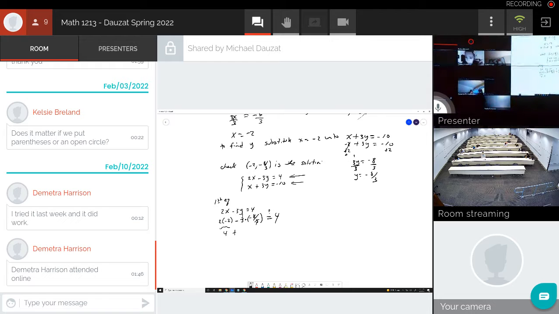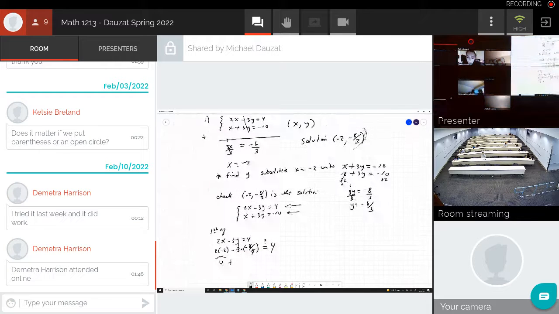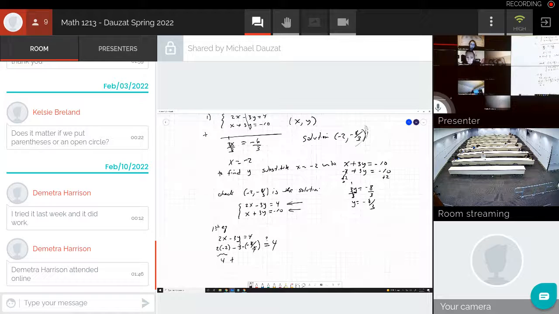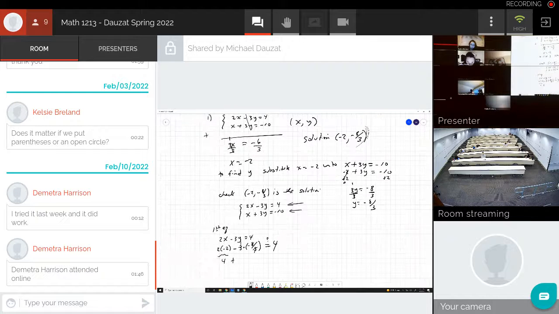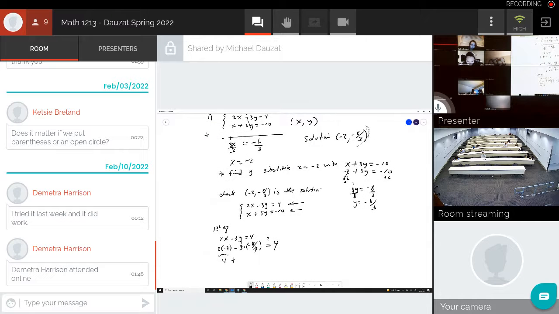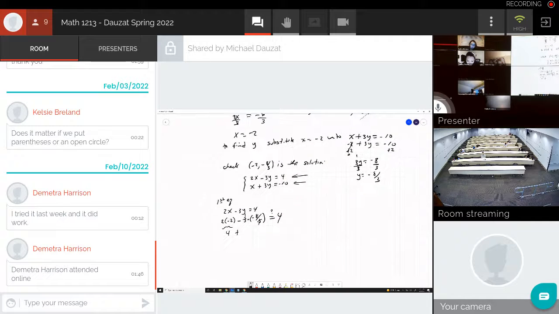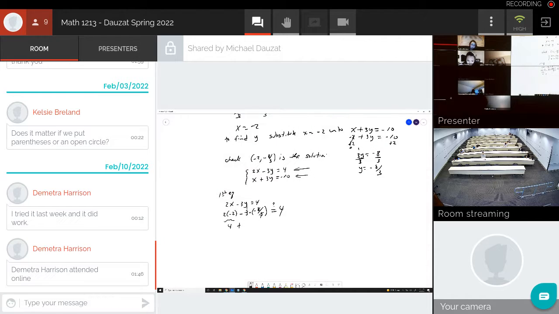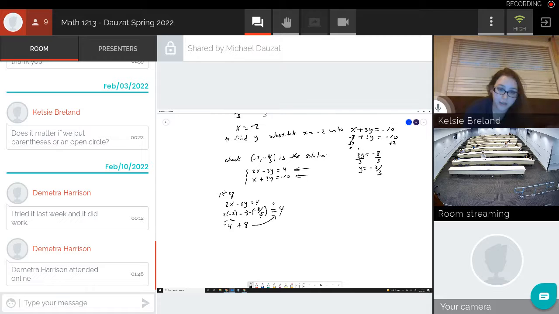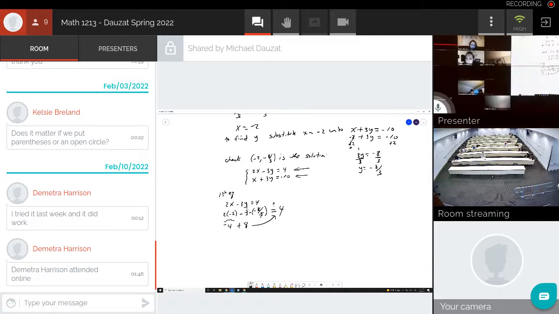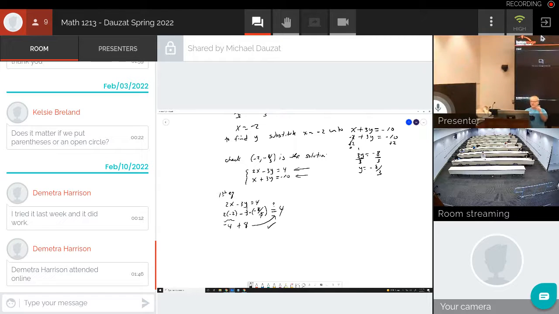8, right? But then something is wrong. Did I write down the equation correctly? 2x minus 3y equals 4, right? And then x plus 3y equals negative 10. Oh, I'm sorry. 2 times negative 4 is not 4. What's 2 times negative 4? Negative 8. Yep, thank you. And so negative 4 plus 8 is 4. All right, so negative 2, negative 8/3 is a solution to the first one.